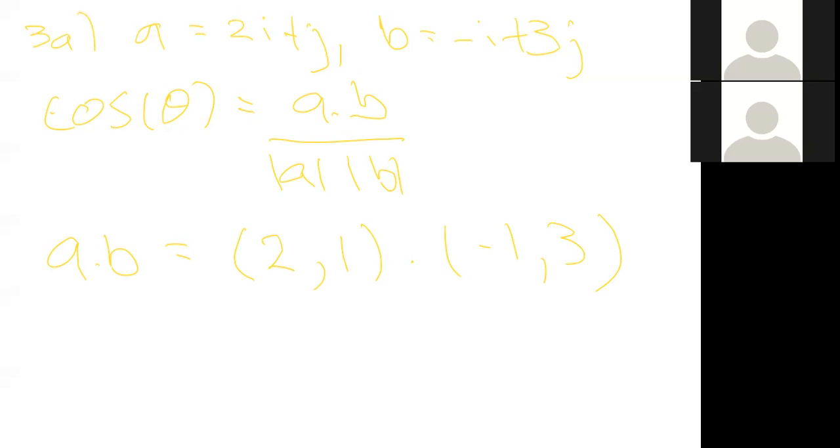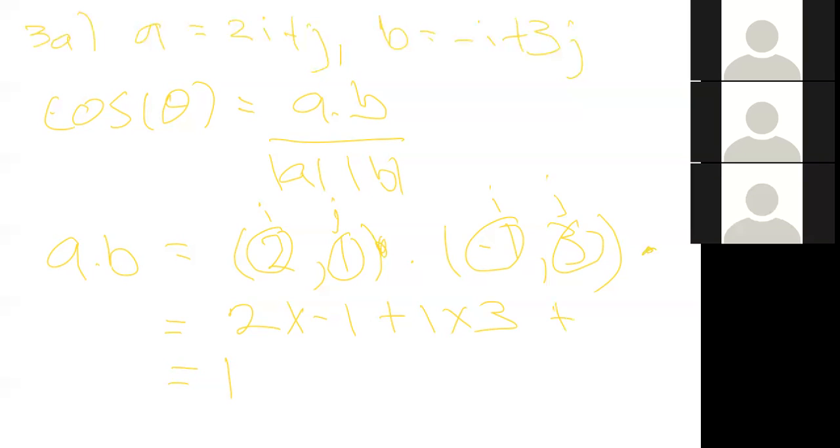The dot product is simply multiplying the i terms with each other and adding the product of the j terms. So this will be equal to 2 times -1 plus 1 times 3, which is -2 plus 3, which is just equal to 1. In your question, you actually have 3 terms: i, j, and k, but it's the same thing. You just multiply the k term here by the k term there. But for this one, that's the dot product of A and B, and we also need the magnitude of A and the magnitude of B.